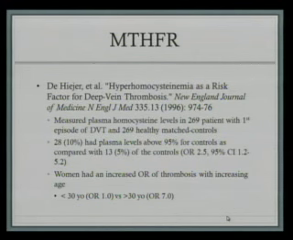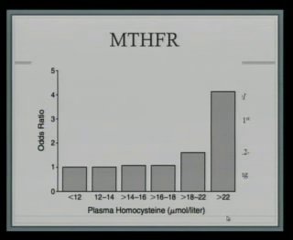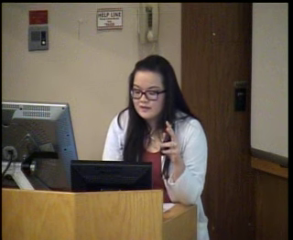Women had an increased risk of thrombosis as they age, where if you're less than 30, your odds ratio is 1, versus if you're greater than 30, then your odds ratio is 7. They also noted that the risk of thrombosis didn't increase until you went above 18 micromoles of plasma homocysteine. So what this implies is that instead of being a relative effect, it's more of a threshold where thrombophilias increase.